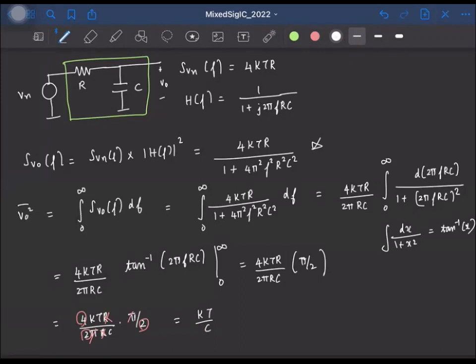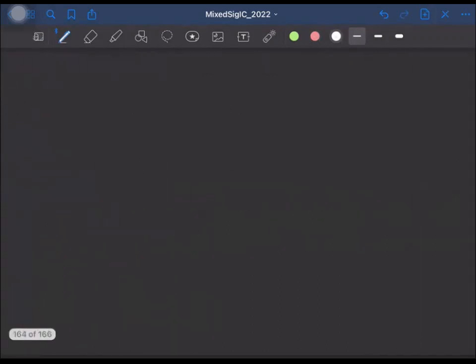Okay, so what does this say? Well, if you take a resistor here, again this is the noisy resistor, that is the real resistor, connected to a capacitor here. If I measure the mean squared of this output voltage, that is the power of this output voltage, that will be equal to kT by C. Okay, so let's see if this result makes sense.